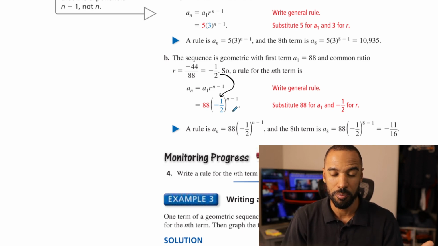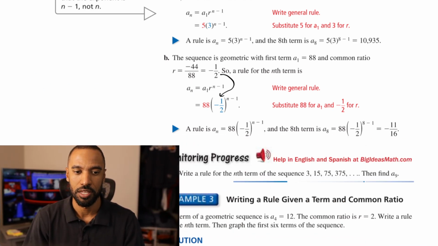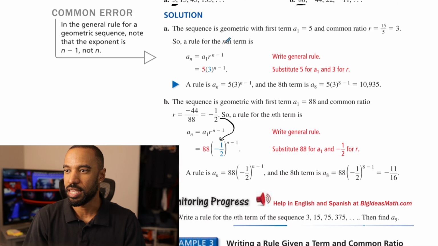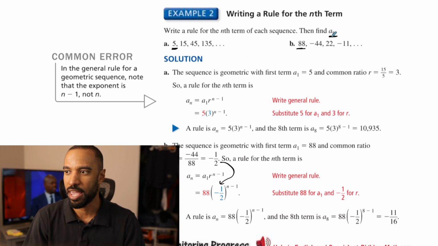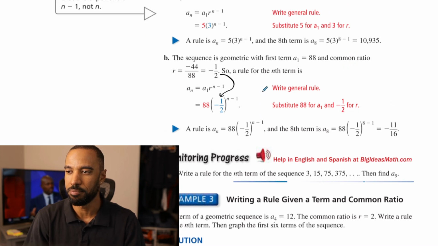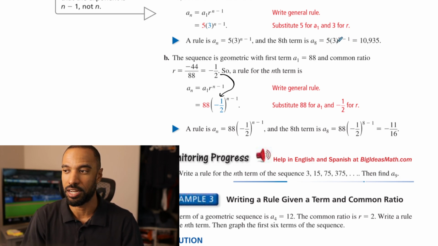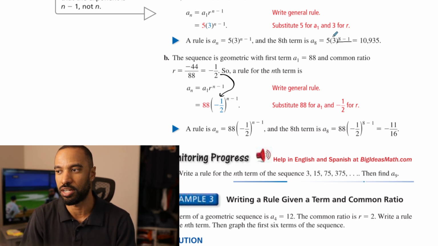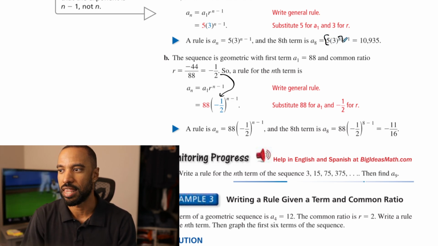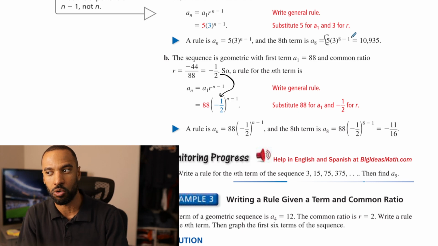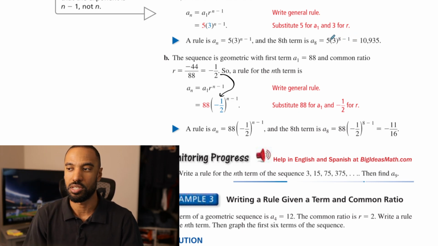Now, I found the rules for both of them. Let's go for the 8th term, which is what's asked of you. The 8th term, a sub 8, is the 8th term. You substitute 8 for n. So in this one, 5 times 3 to the 8 minus 1 power is 5 times 3 to the 7th power. I would caution you in using your calculator and letting it say 8 minus 1 because you might accidentally just raise it to the 8th power and then subtract 1 from the entire result, which is a way different number. We want to raise it to the 7th power.